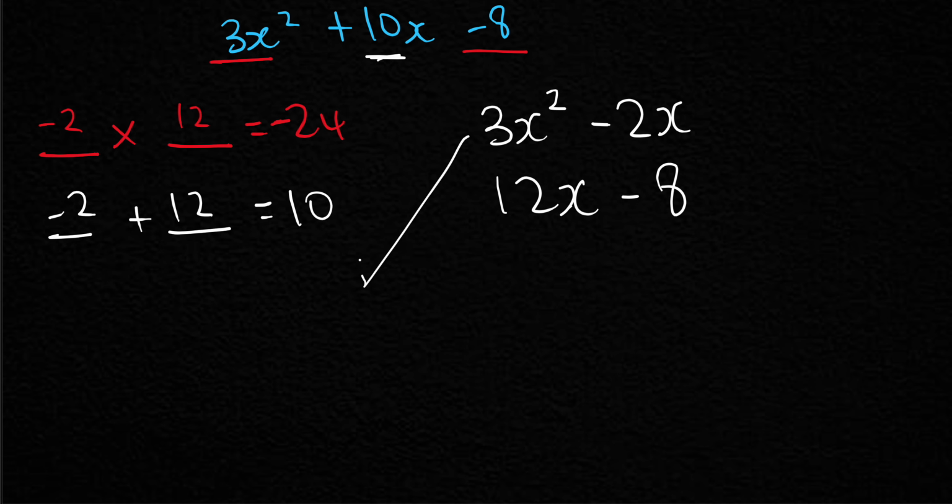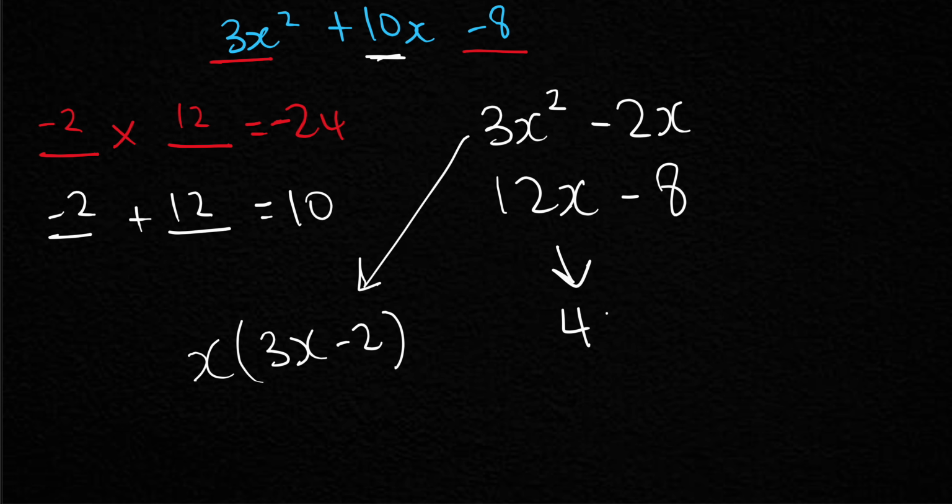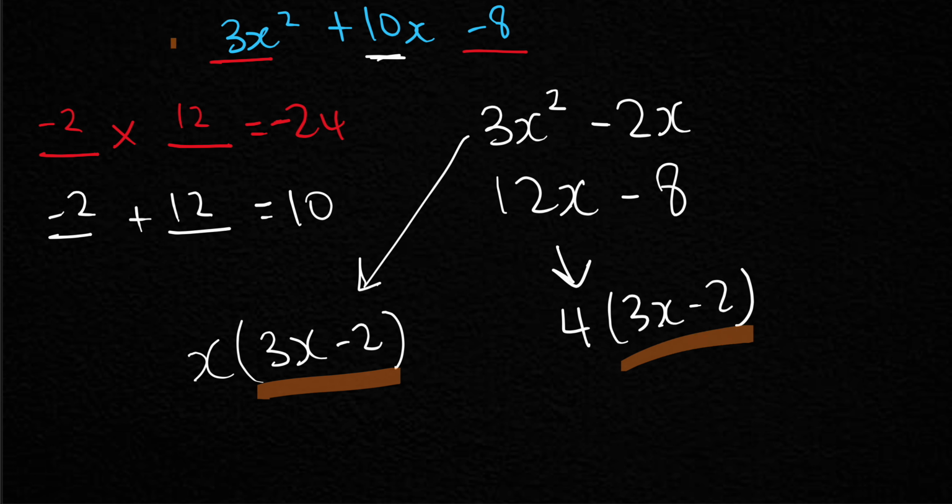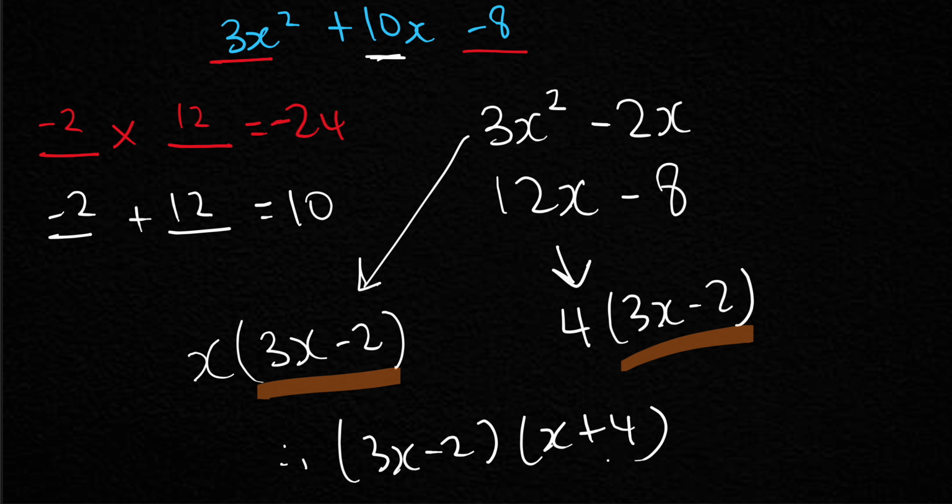Then we can factorize each one out. 3x squared minus 2x gives x times 3x minus 2, and the other one is just 4, so 3x minus 2. You'll notice our brackets are the same. So in conclusion, we can write our answer as 3x minus 2 and x plus 4. If this happened to be a minus 4, then that would be a minus 4, wouldn't it? But because it's not, it's just going to be x plus 4.